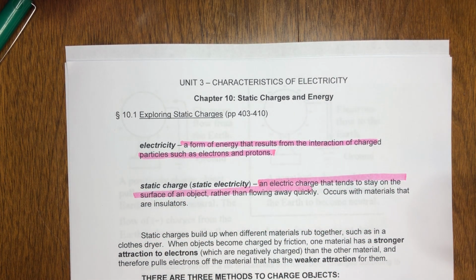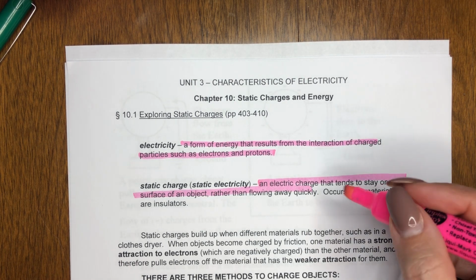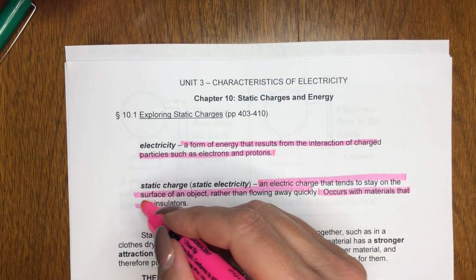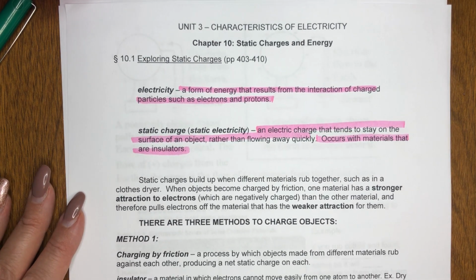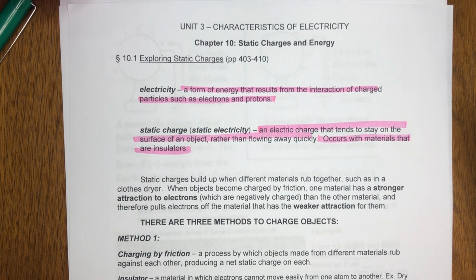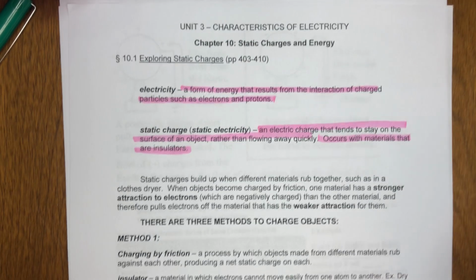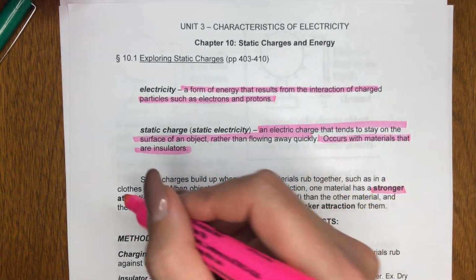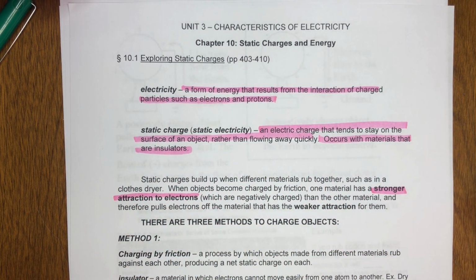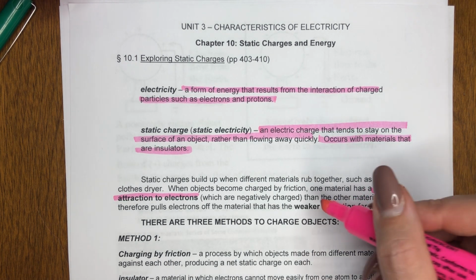So we see static charge, for example, when you rub a balloon on your hair. And this happens on materials that are insulators, such as your hair. Static charges build up when different materials rub together, such as in a clothes dryer. When an object becomes charged by friction, one material has a stronger attraction to electrons, which are negatively charged, and therefore pulls electrons off the other material that has a weaker attraction to them.